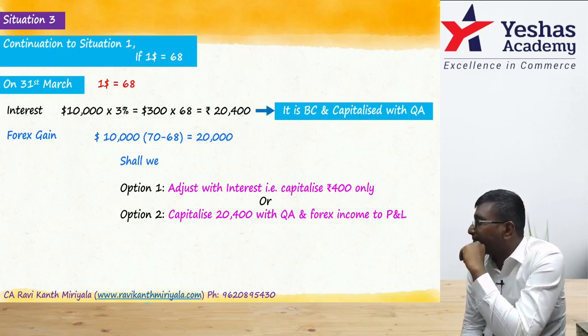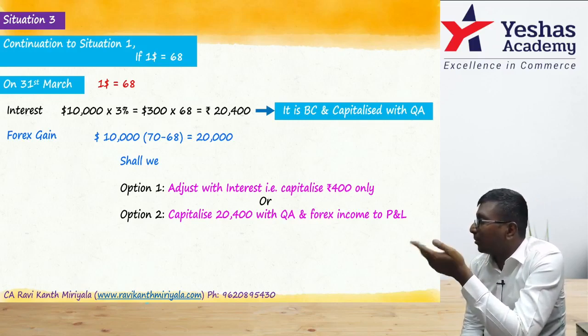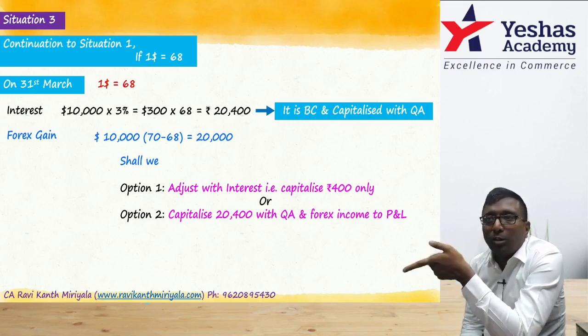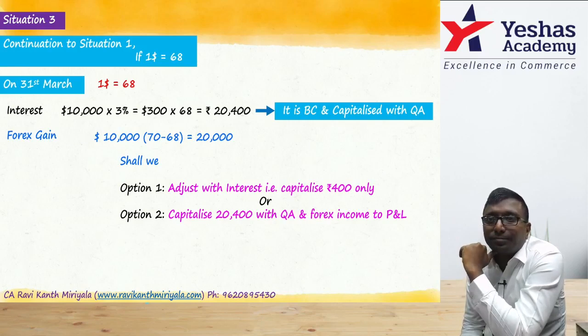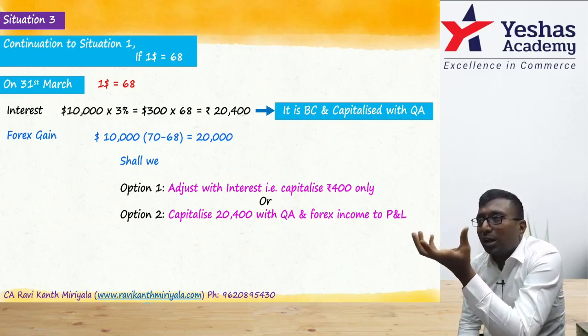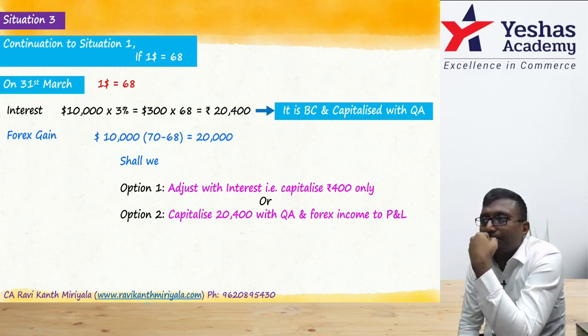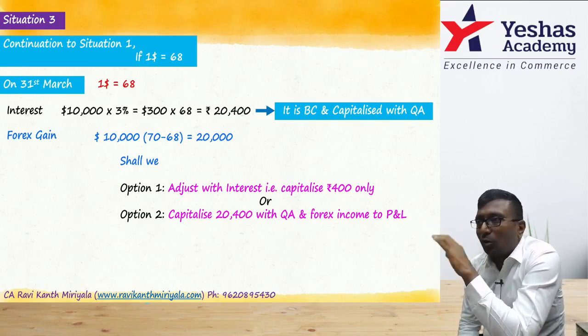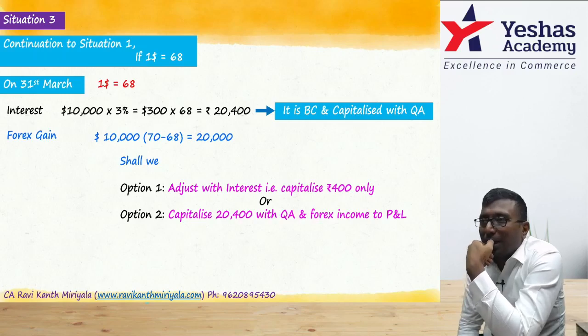You understood, no? Adjust it with the interest. I mean 20,000. What will happen? Loan account debit to QA. अरे समझ में आ रहा है? Loan to QA means QA actual addition is 400. 20,400 minus 20,000 is equal to 400. Or no, 20,400 को capitalize करो, 20,000 को take it to P&L. That is second option.